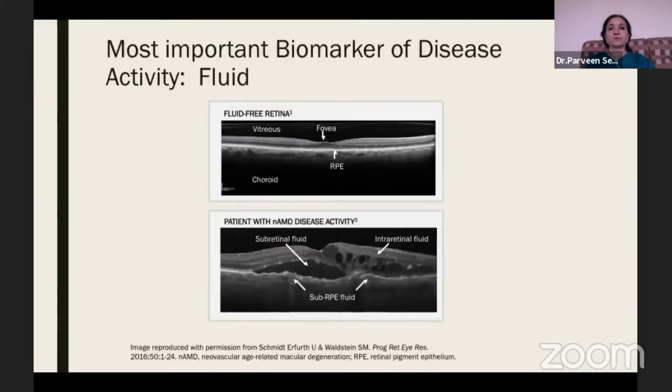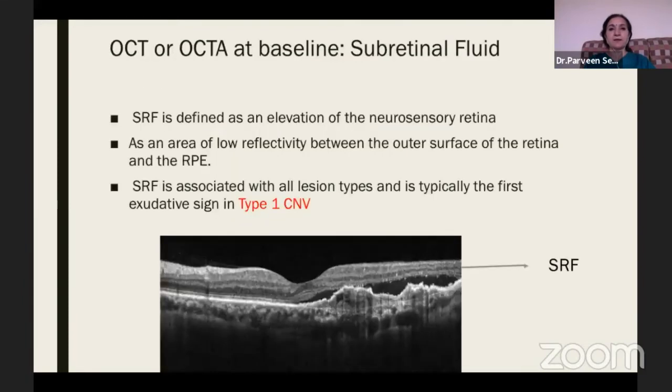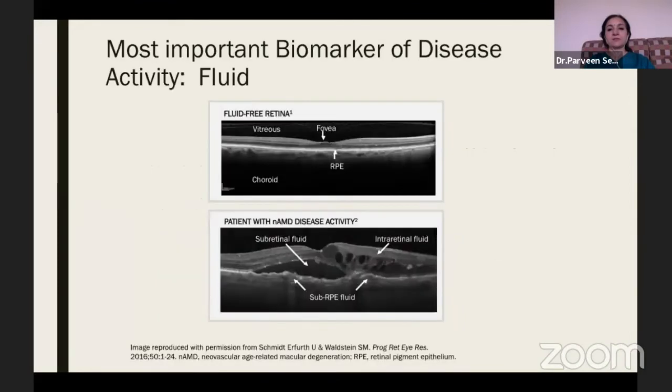So the most important biomarker of disease is fluid, and this would probably be discussed by subsequent speakers as well. But you could have fluid in almost all 3 compartments. As was seen here in this slide, you have fluid in between the neurosensory retina and the pigment epithelial detachment, or you have it below the pigment epithelial detachment, or you have intraretinal fluid, which is within the neurosensory retinal layers or within the inner retina.